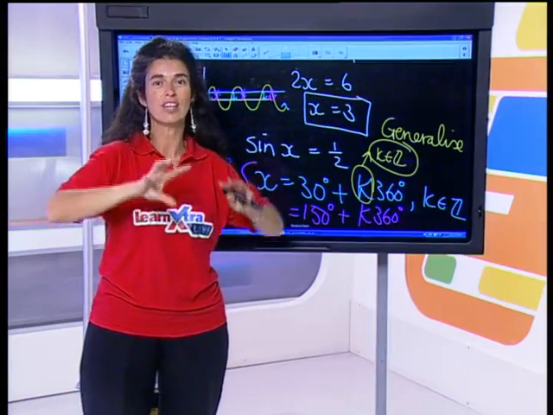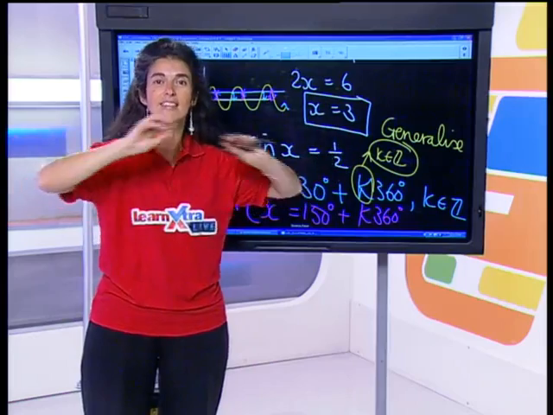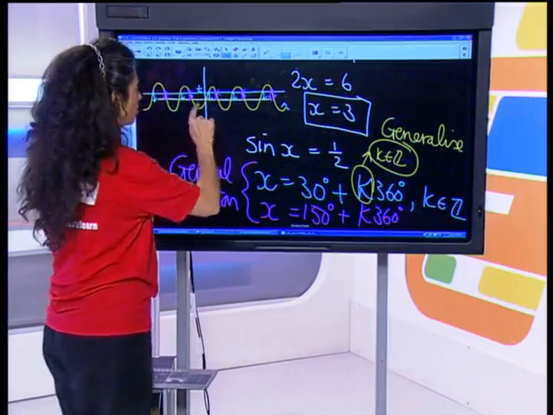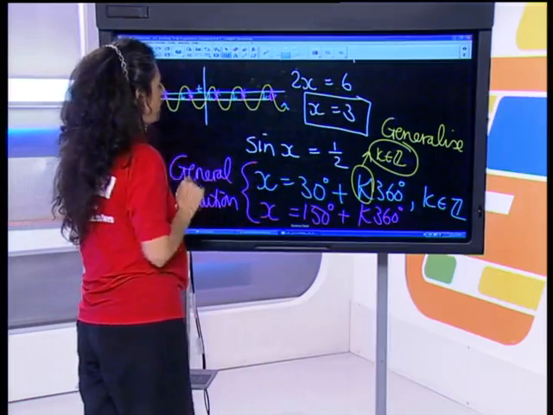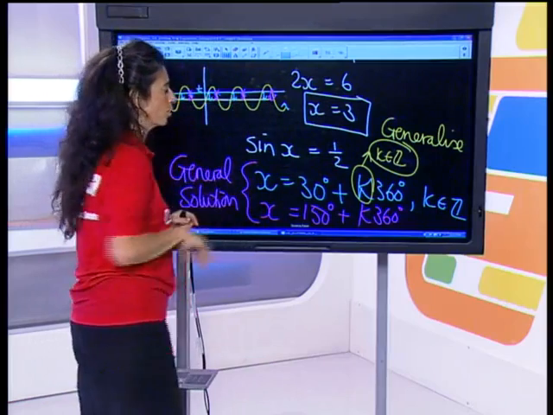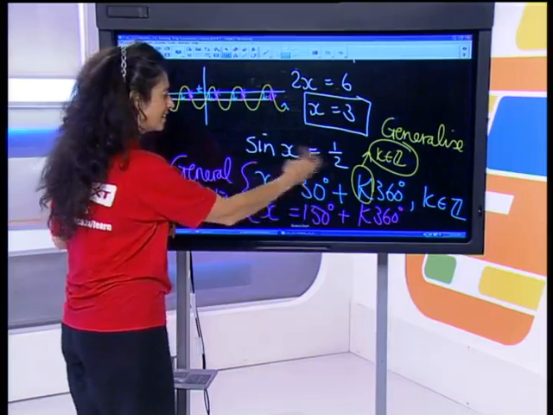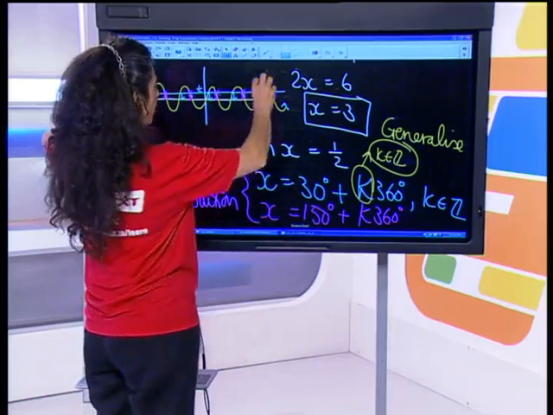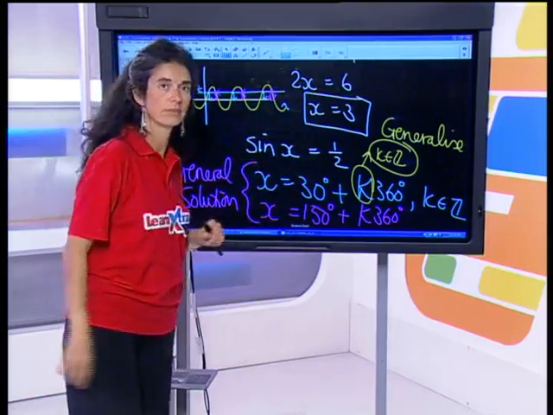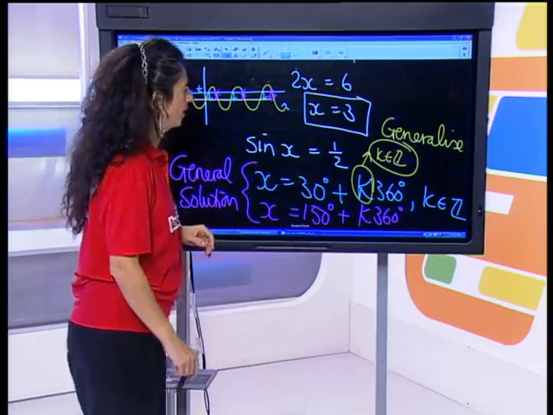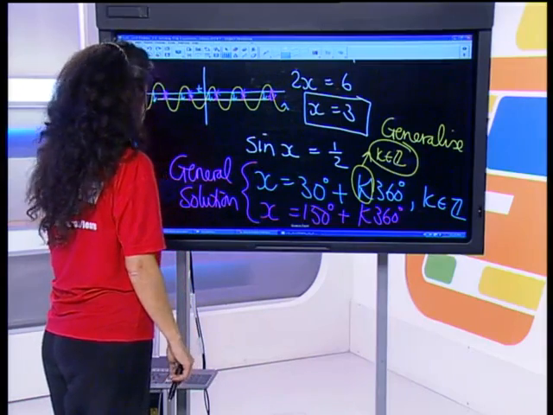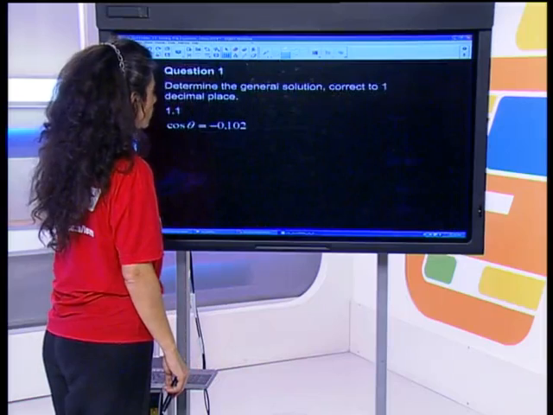So the general solution is like a formula. It's the formula that catches every blue solution, and it catches every purple solution. So all those angles here are caught inside this formula, and we can go off to infinity as well. Okay, so that would be our general solution. Now let's go and see what our question was.